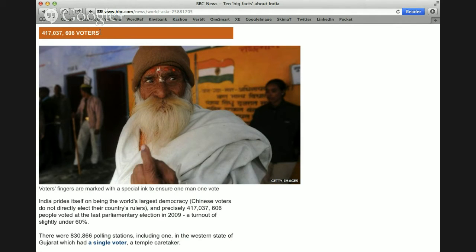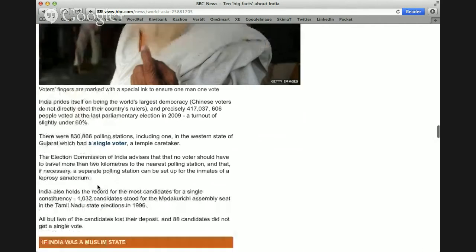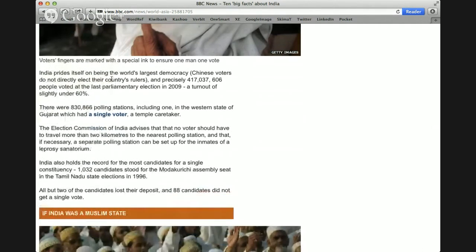India prides itself on being the world's largest democracy. China's voters don't directly elect their country's results. And precisely, oh my goodness, I can say that a lot of numbers.